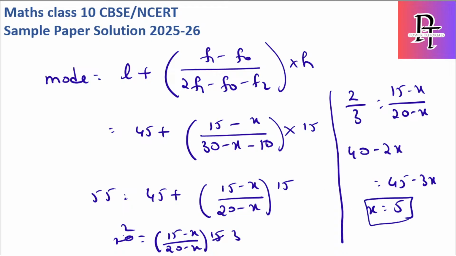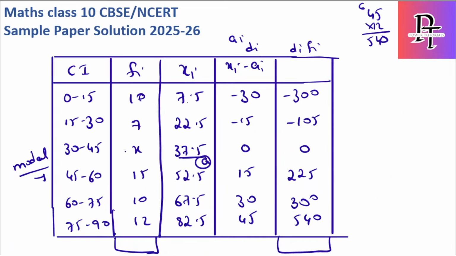Okay, now I will substitute this x value here. Now let's add all the frequency values. 10 plus 7 is 17, 17 plus 5 is 22, 22 plus 15 is 37, 37 plus 10 is 47, 47 plus 12 is 59. Okay, we got the sigma fi value as 59.